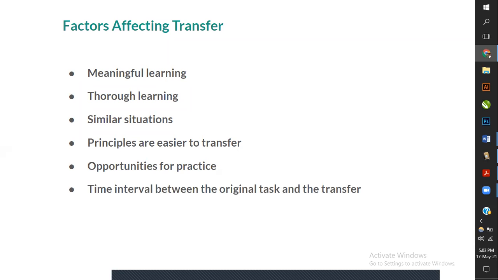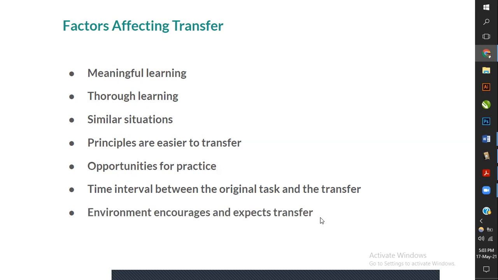Time interval between the original task and the transfer task. And that also ties into opportunities for practice. If I have more frequent opportunities to practice my new skill, I have more opportunities to engage in transfer. But if I scarcely do my new skill, that would be detrimental to my ability to do transfer on that skill.